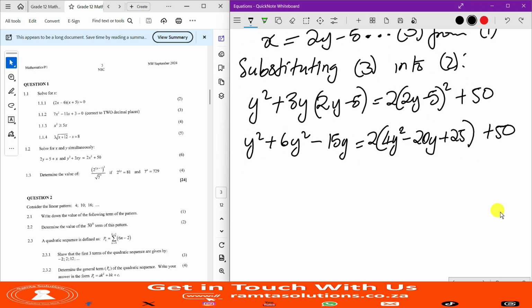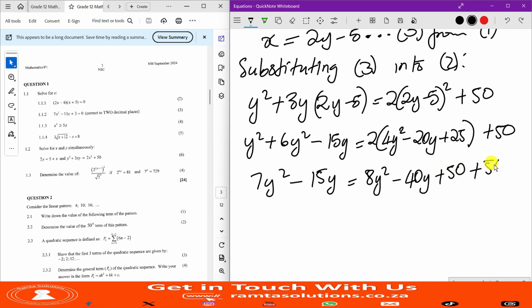Great. So we have 7y squared minus 15y equals 2 times 4, 8y squared minus 40y plus 50 plus 50. Okay, this must go to the other side. 0 equals y squared, isn't it? 0 equals y squared, 40 minus 15 is 25, minus 25y plus 100.